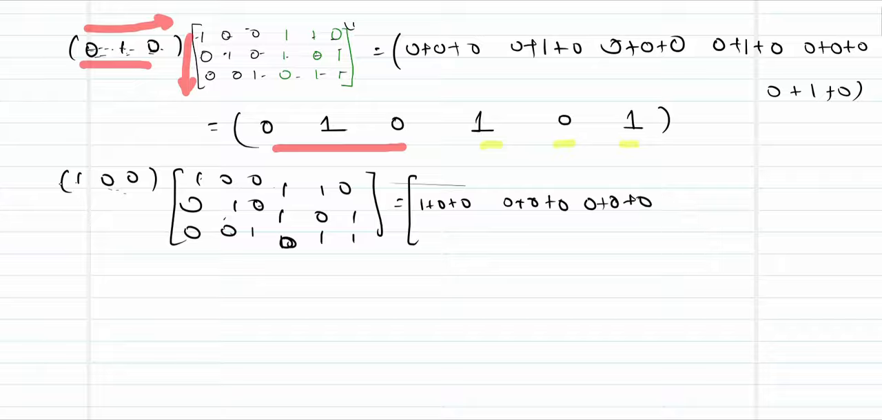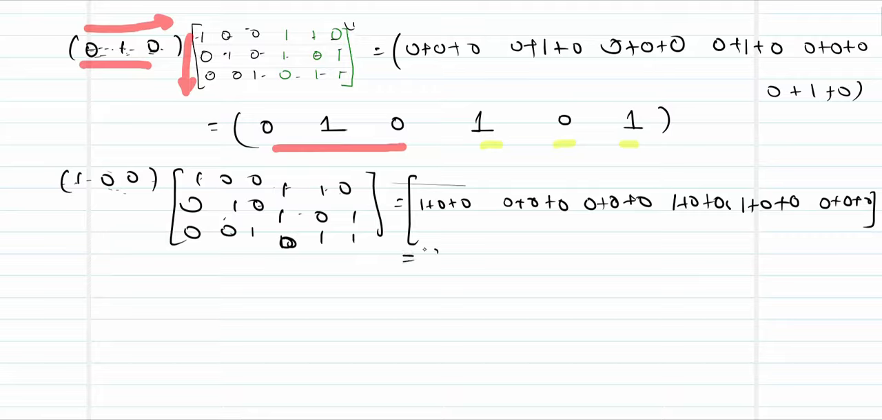Column number 4, 1 into 1 is 1. 0 into 1 is going to be 0. 0 into 0 is going to be 0. Next one, 1 into 1 is going to be 1, 0 into 0 is 0, and 0 into 1 is going to be 0. Last, 1 into 0 is 0, 0 into 1 is 0, 0 into 1 is 0.